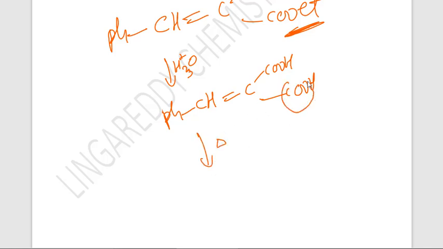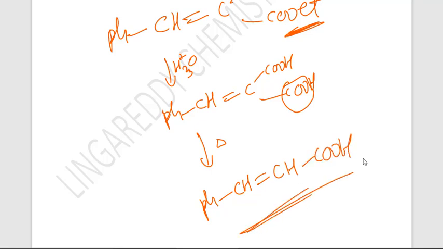So here this CO2 is releasing, then PhCH double bond CHCOOH. Okay, this is the final product. This name is known as cinnamic acid. Cinnamic acid. Otherwise alpha beta unsaturated carboxylic acid. Then again if you take the IUPAC name 3 phenyl prop 2-ene oic acid.